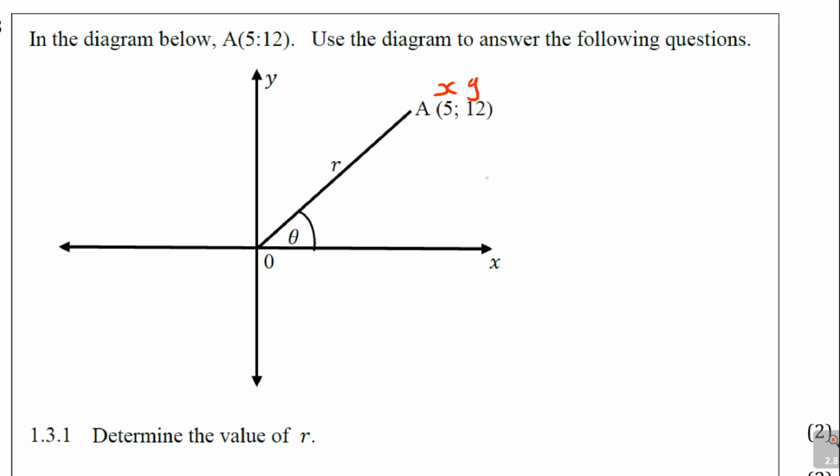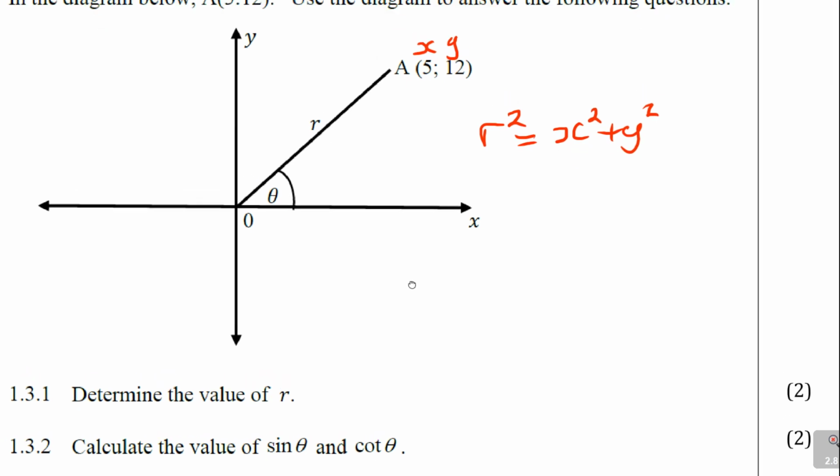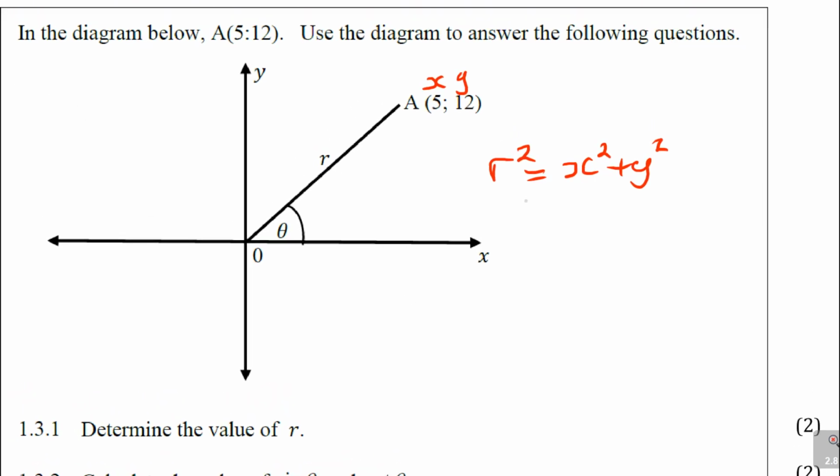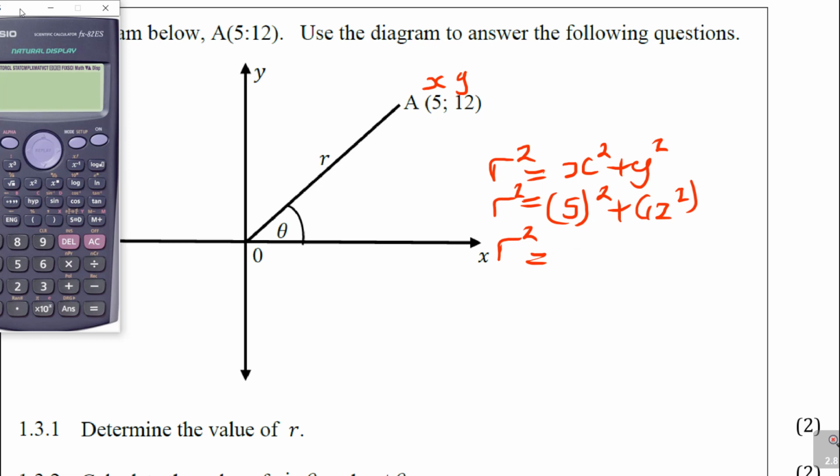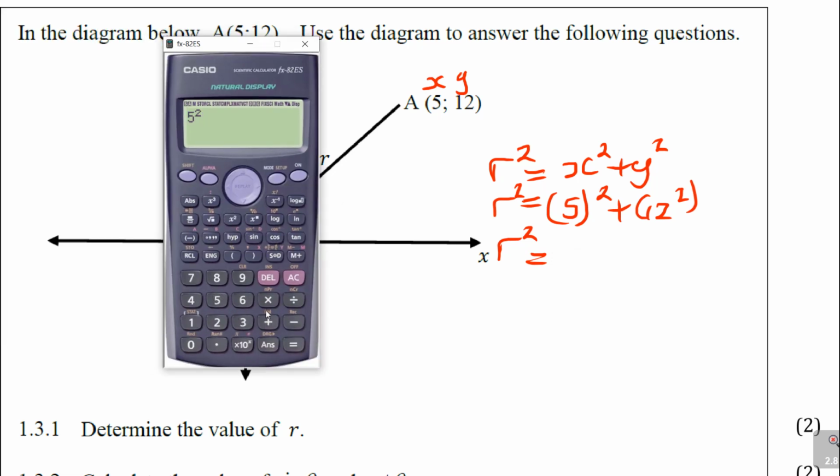Determine the value of r. Already we've said r squared is equal to x squared plus y squared. This time they made it 2 marks. So it's Pythagoras theorem, which is 5 squared plus 12 squared, which is r squared. So r squared is equal to 5 squared, put brackets of course, plus 12 squared. It's 169.